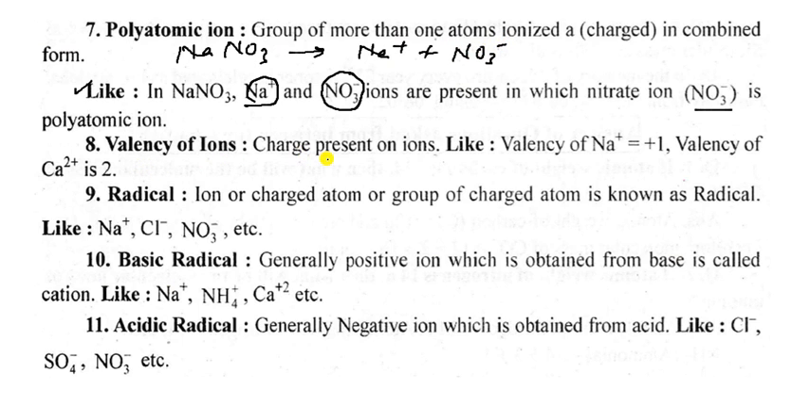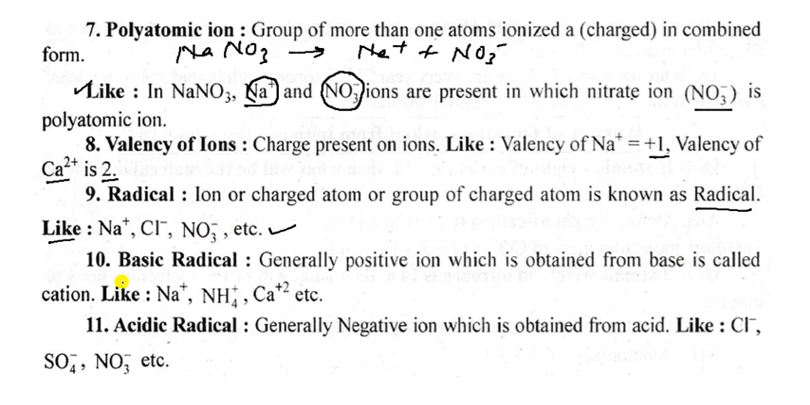Valency of ions is the charge present on ions. Sodium plus has plus 1 valency, and calcium plus 2 has 2 valency. Now the radicals: an ion or charged atom, or group of charged atoms, is known as a radical, like sodium plus, chlorine minus, fluoride minus, nitrate minus, etc.